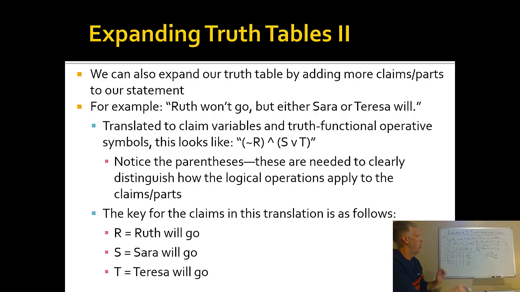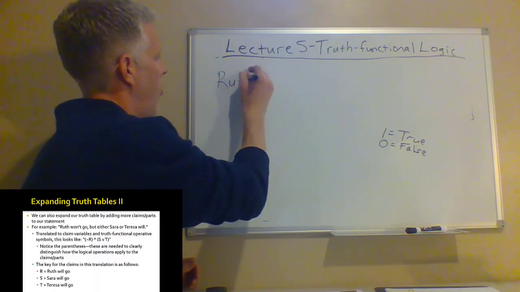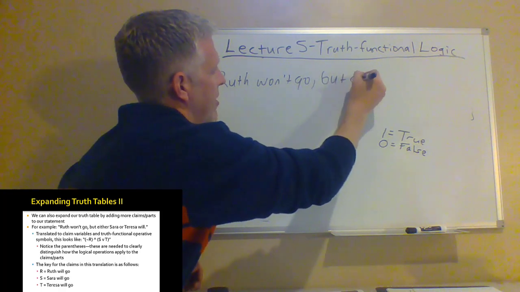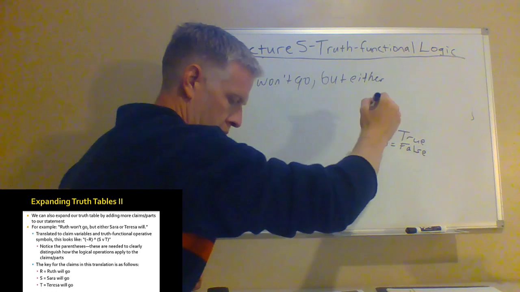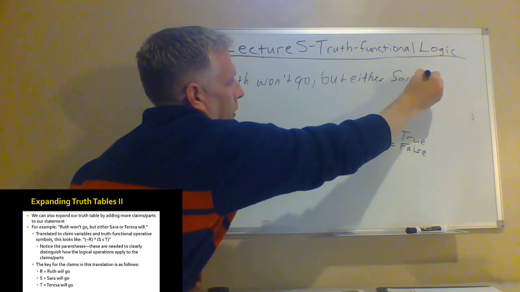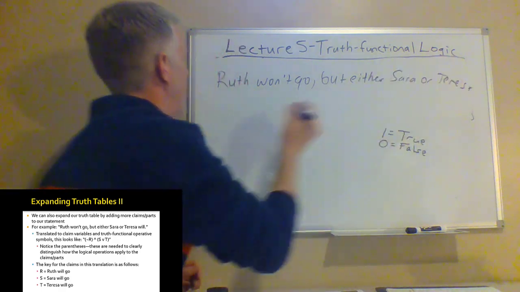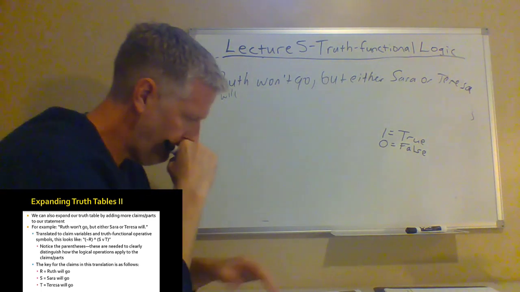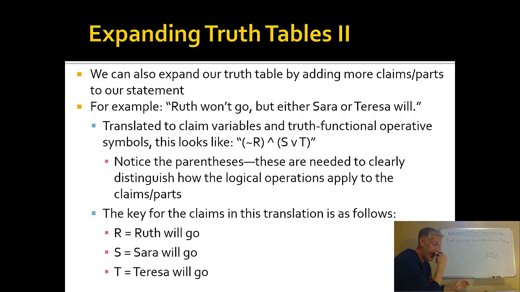Okay, so turning to slide 8, let's go through that example. So, Ruth won't go, but either Sarah or Teresa will. Okay. So, yeah, you're going to need parentheses, as I've indicated in the middle, and as I mentioned on the last slide, right, when I made that example more difficult.